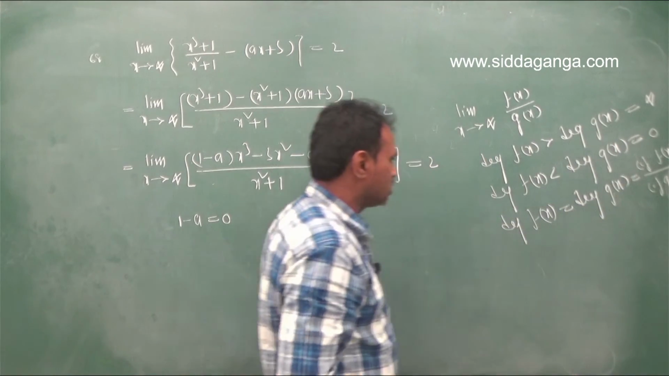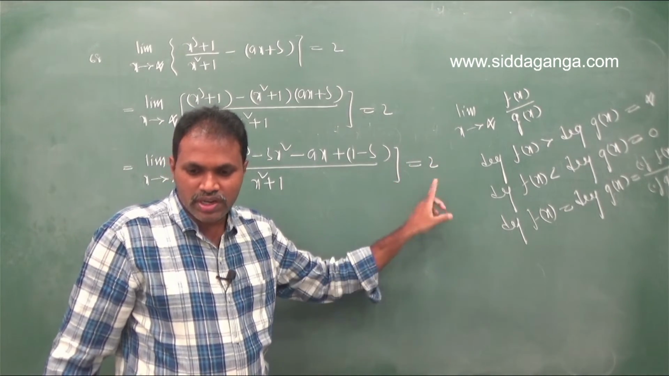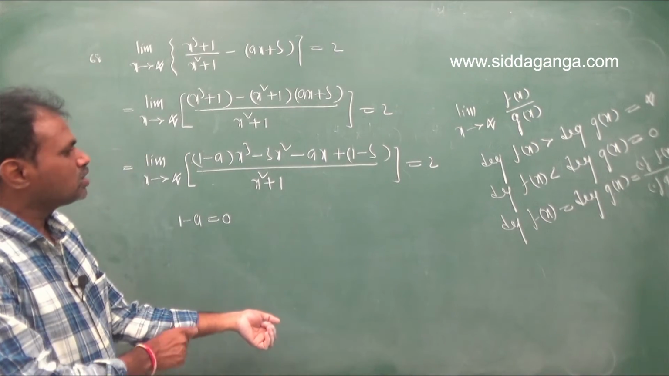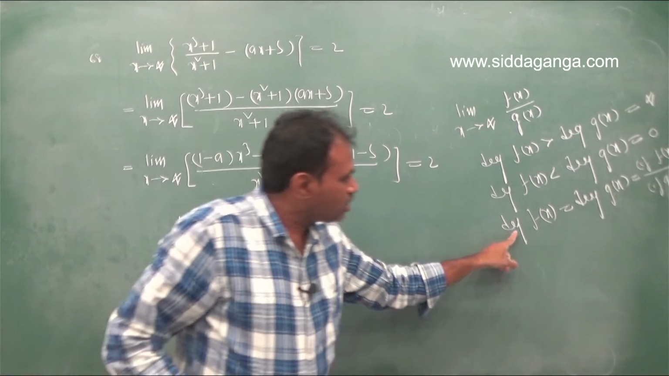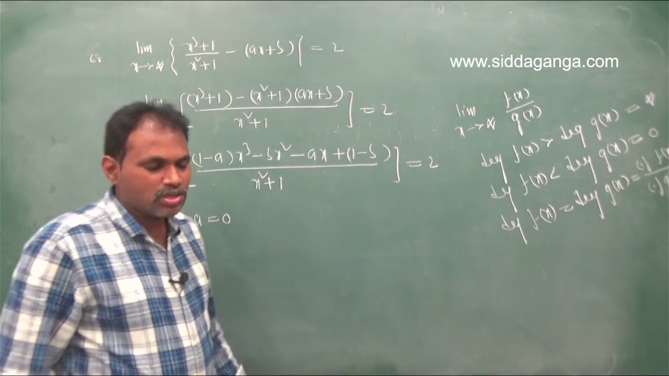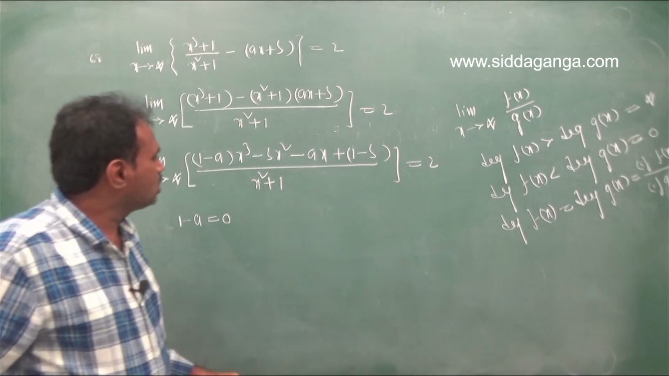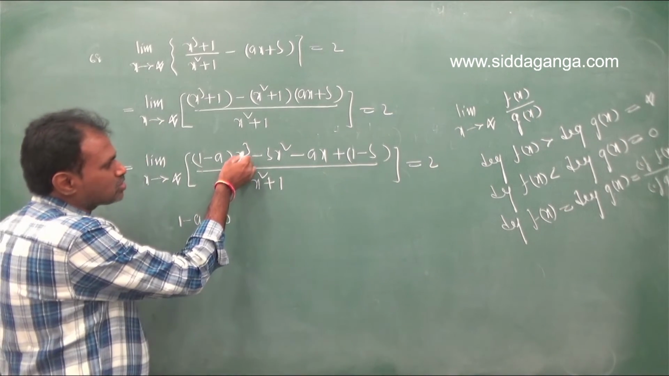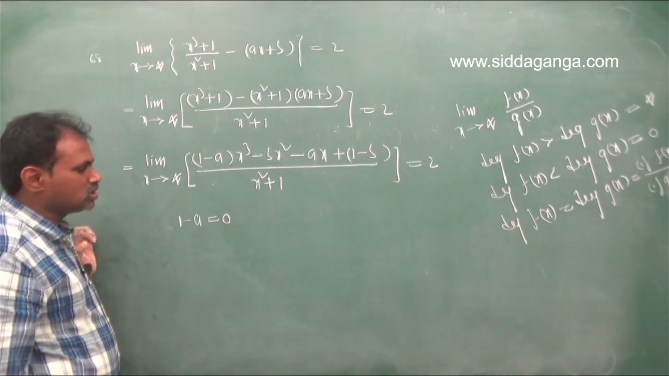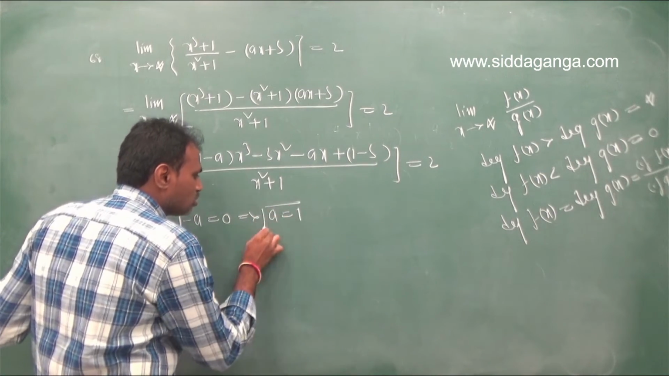This is the result. Now here your result is not equal to infinity and not equal to 0. The result is 2. Therefore the degree of f of x is equal to the degree of g of x, and you get a nonzero value like 2, 3, 4. Therefore the coefficient of x cube is 1 minus a, so 1 minus a equals 0. From this you get a equal to 1.